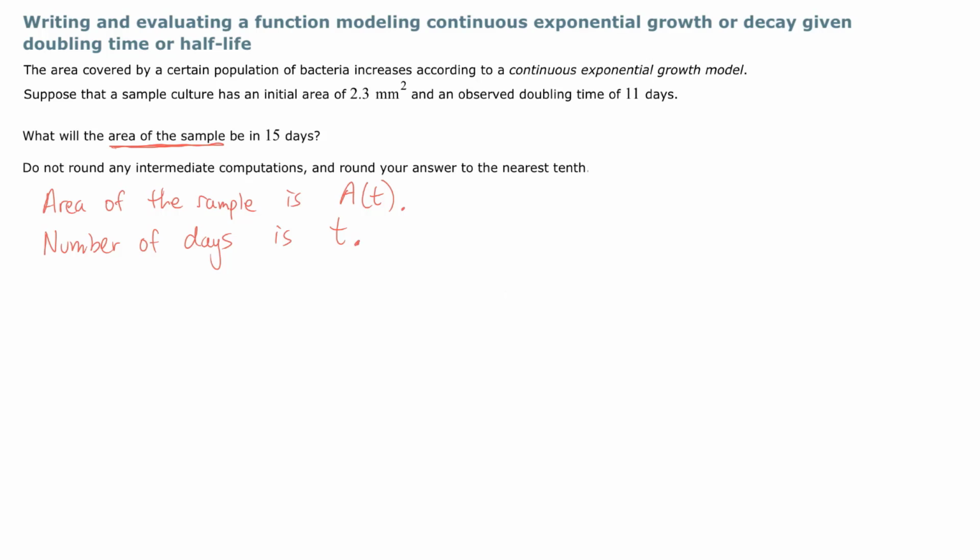We're given certain things. Right away we're given clues like this. Suppose that the sample culture has an initial area of 2.3 square millimeters and an observed doubling time of 11 days. That's a lot of information. They actually gave you A of 0 is equal to 2.3. They also gave you the doubling time of 11 days. So they also gave you A of 11 is equal to 4.6. So that's, once again, a lot of information.